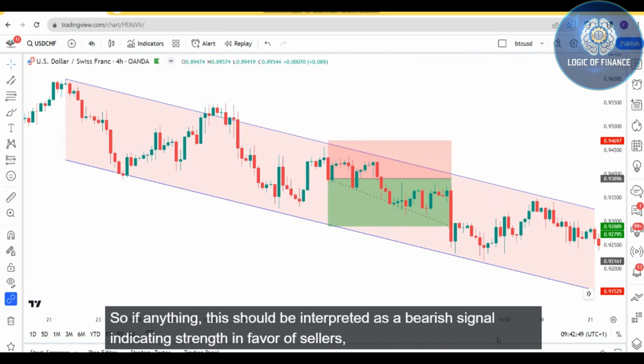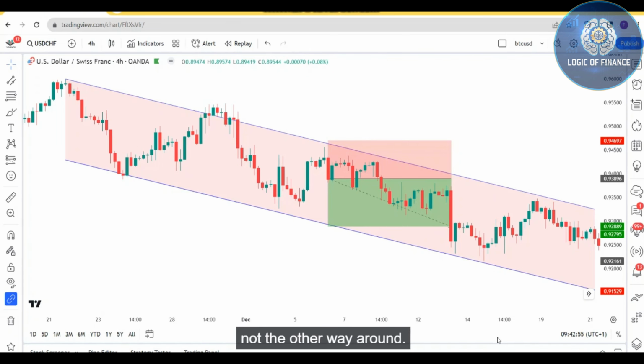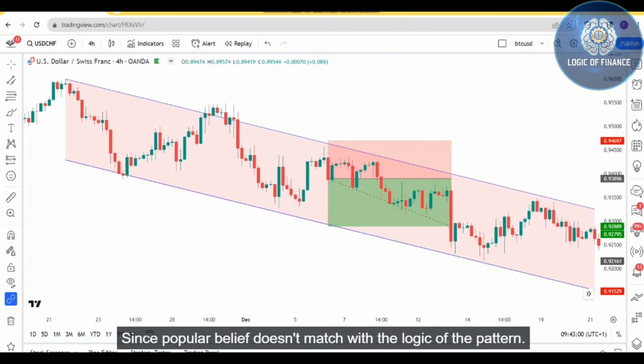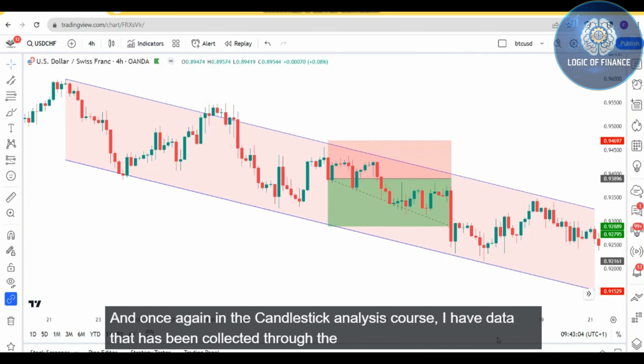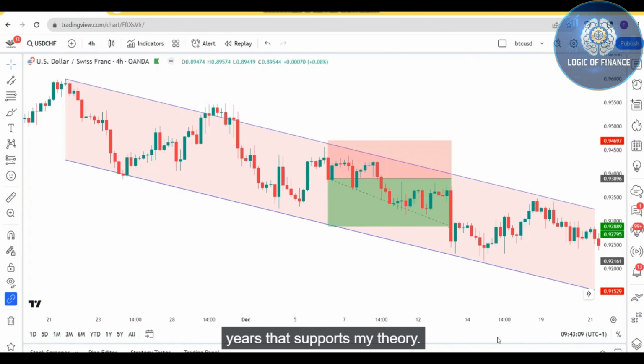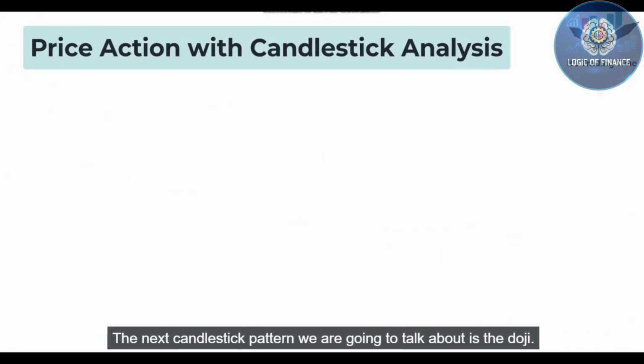So, if anything, this should be interpreted as a bearish signal indicating strength in favor of sellers, not the other way around. Since popular belief doesn't match with the logic of the pattern, and once again, in the candlestick analysis course, I have data that has been collected through the years that supports my theory, then we're not going to use the inverted hammer. The next candlestick pattern we are going to talk about is the doji.